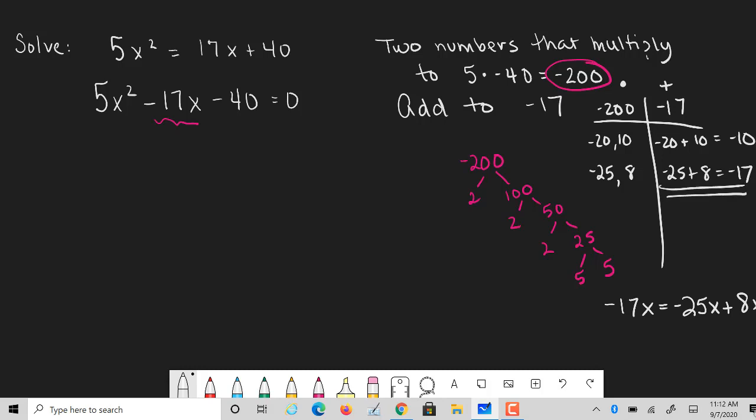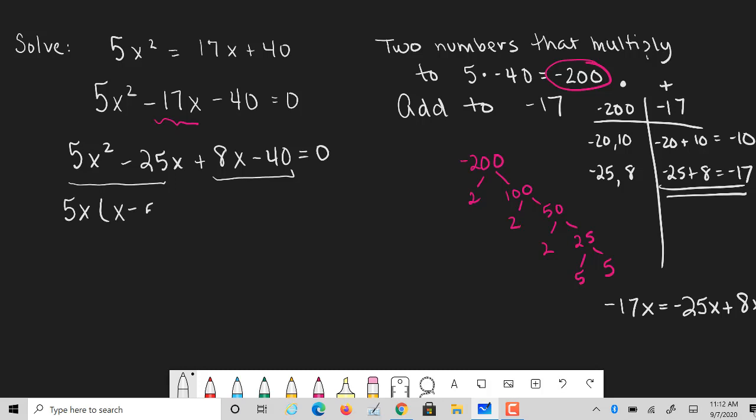So we'll come back over here: 5x squared minus 25x plus 8x minus 40, and that's equal to 0. So we do a factor by grouping. We're going to factor each of those. The first group gives me, I can factor out 5x, and then I'm left with x minus 5.